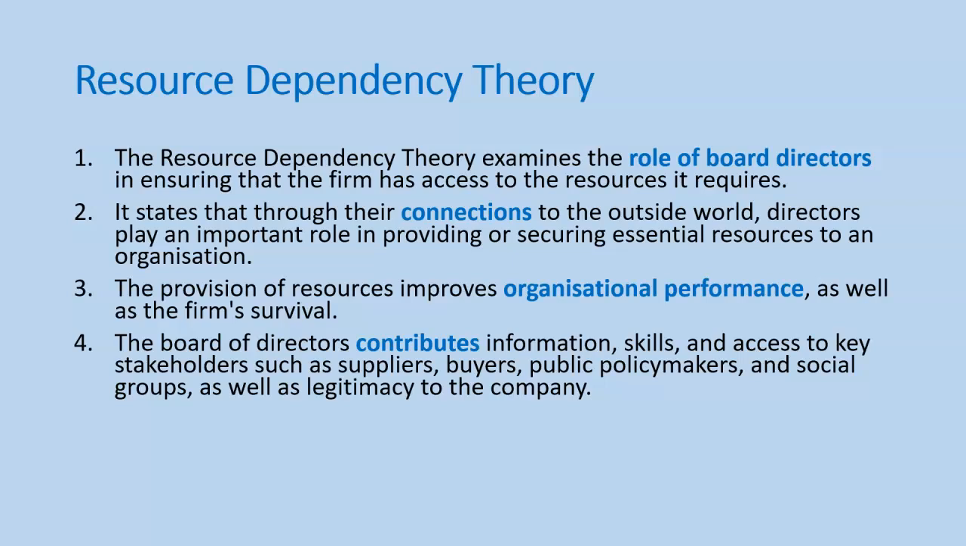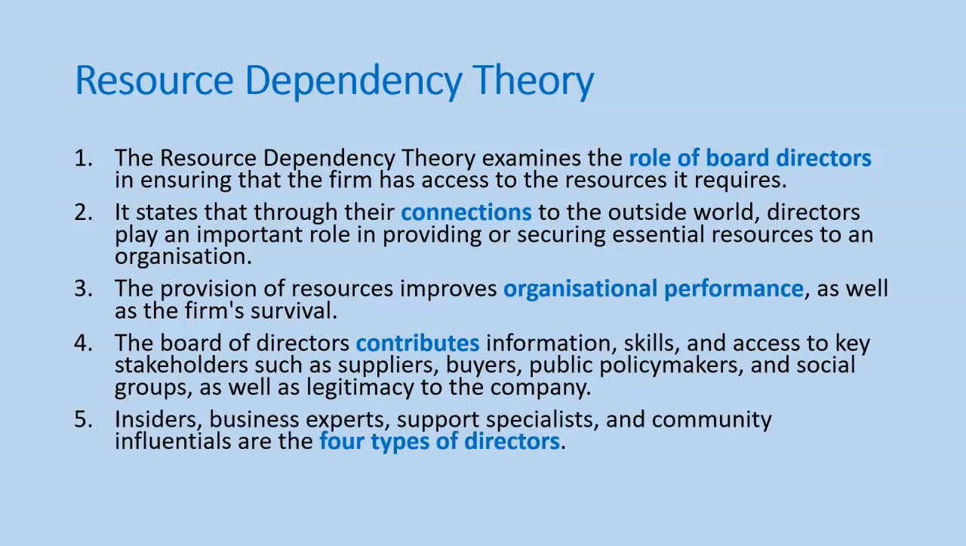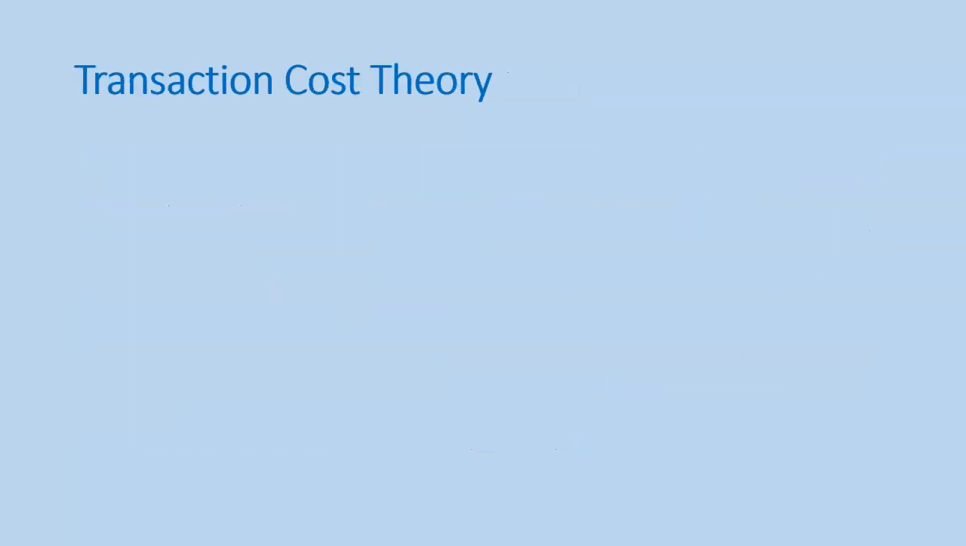So in resource dependency theory, there are four main points. They focus on the role of the board of directors because they have good connections outside and inside. They are concerned with, and must be accountable for, organizational performance, and their contribution is very much required. Inside business experts, support specialists, and community influencers are the four types of directors.